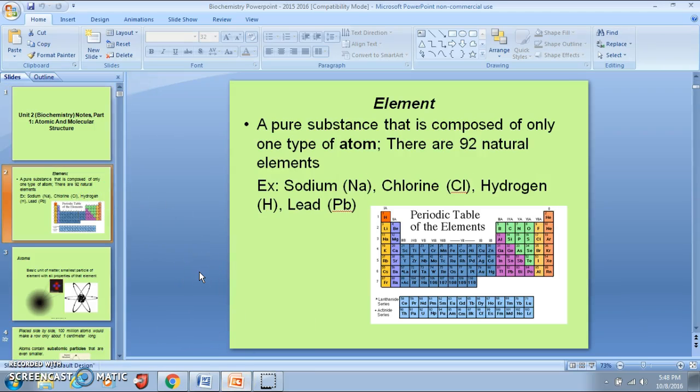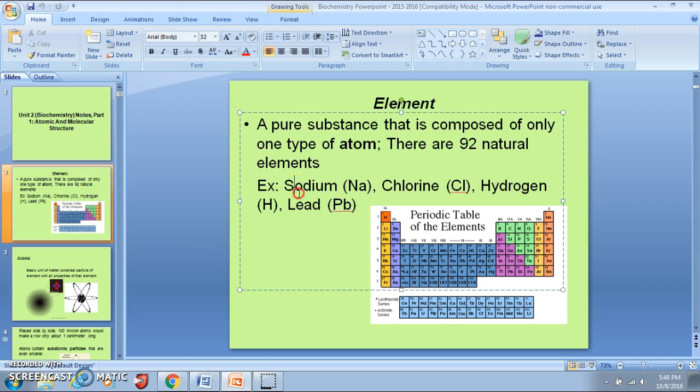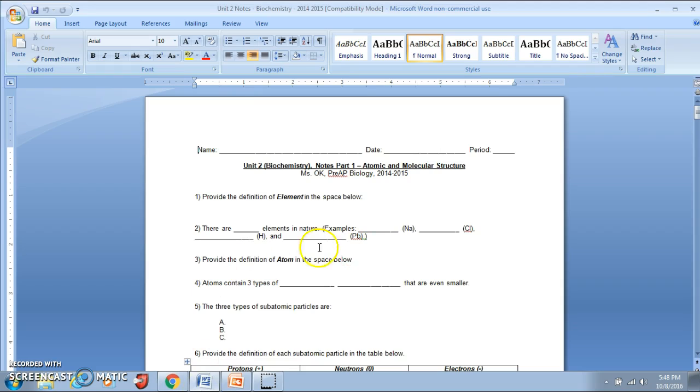So we're going to start with the definition of an element. That's a pure substance that only has one type of atom. We do have 92 natural elements. However, there have also been additional elements that were synthesized by scientists, so those would be man-made. Some examples of natural elements are sodium, which is a metal, chlorine, which is a nonmetal, hydrogen, and lead. At this point, you should have filled in number 1 and number 2 in the notes.